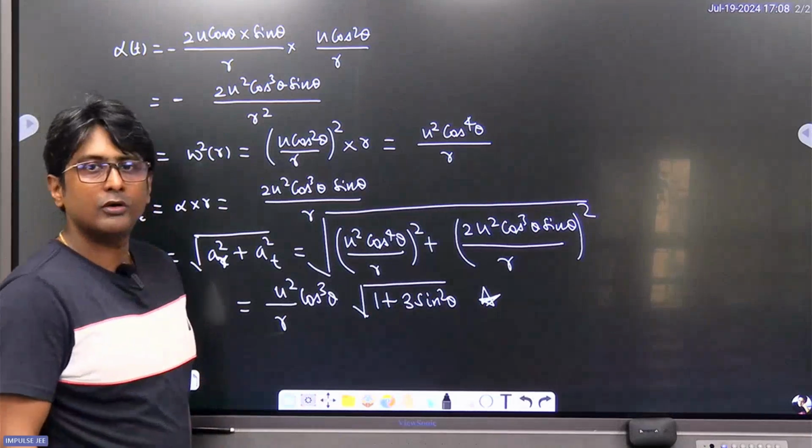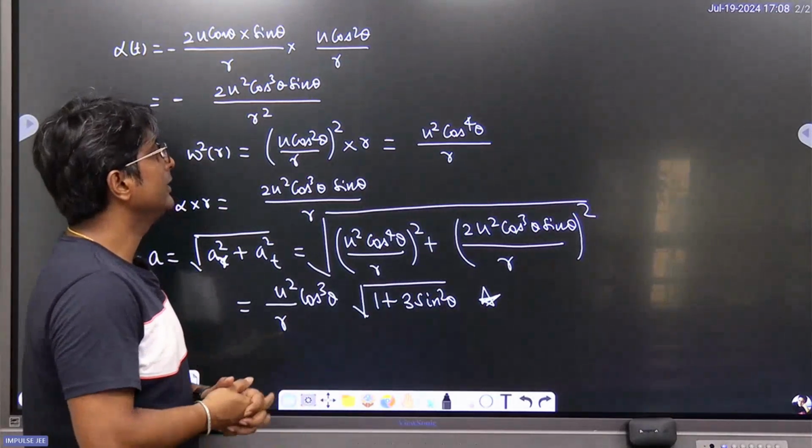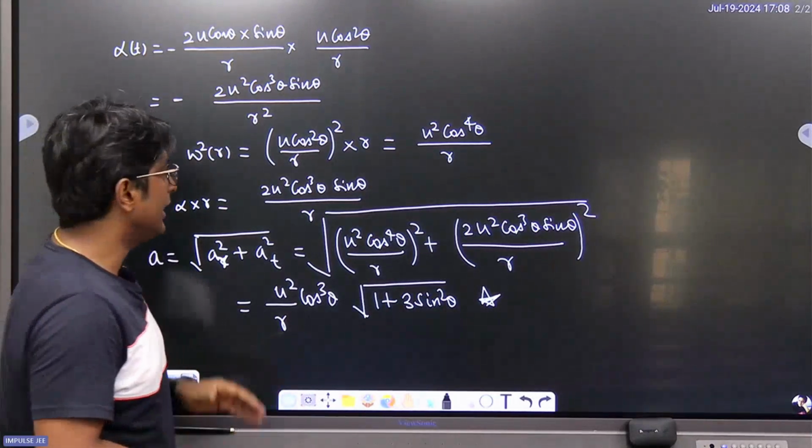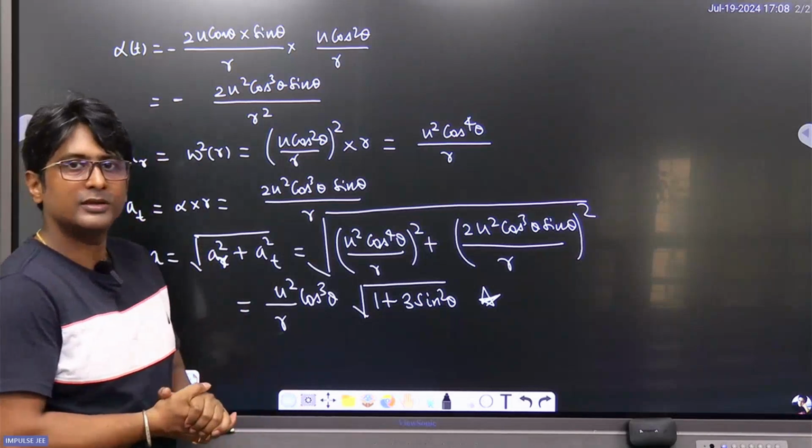So I hope you all will agree with the concept of curvilinear motion that I have used during solving this question.